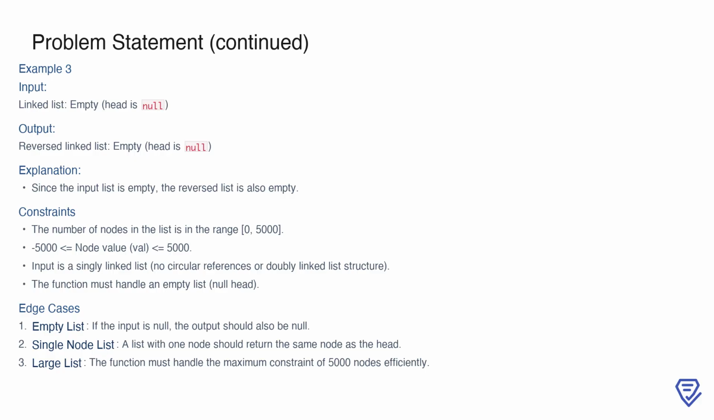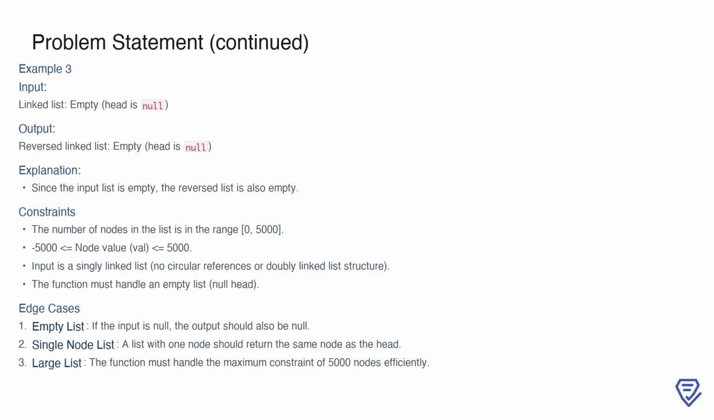The number of nodes in the list will always be between 0 and 5000, and the node values will range from -5000 to 5000. The input is guaranteed to be a singly linked list, so there are no circular or doubly linked structures to handle. For edge cases, we must ensure that an empty list is properly handled by returning null. A single node list returns the same node, and the solution efficiently handles the maximum limit of 5000 nodes without performance issues.